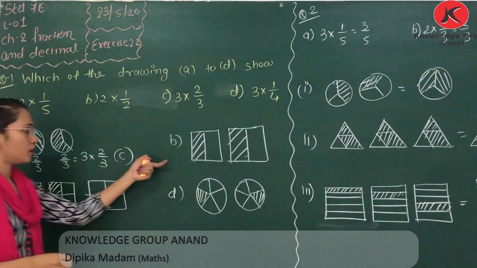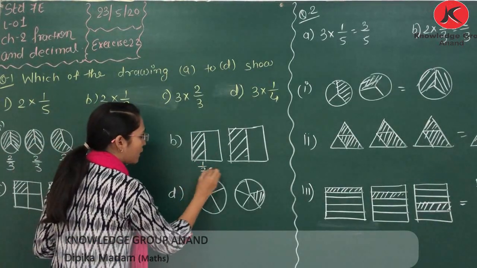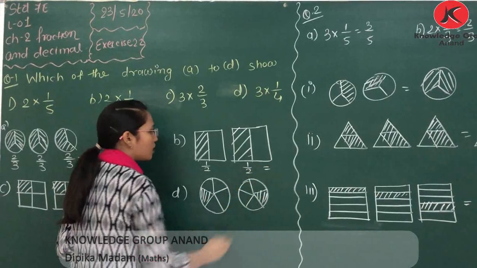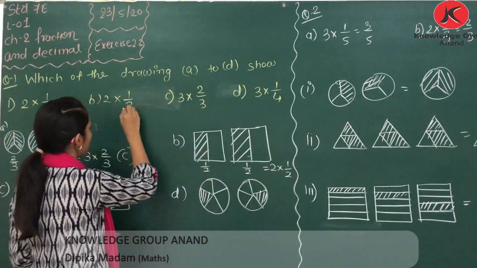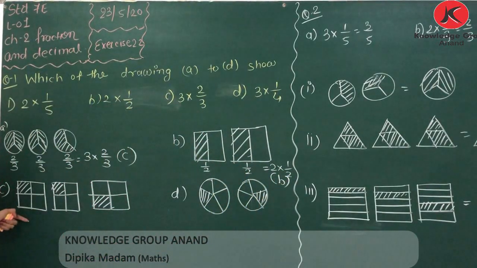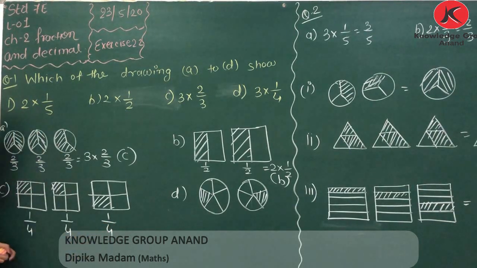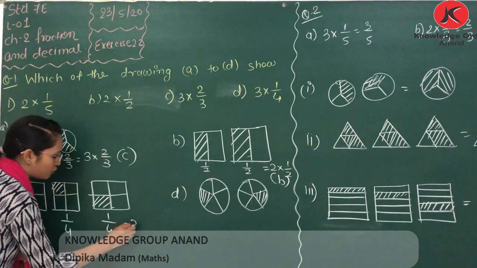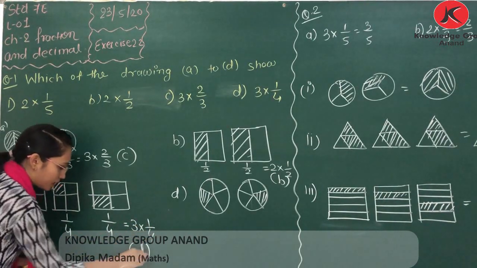Clear? Now for B, what is the fraction of this? It is 1 by 2 and this is also 1 by 2. Together it becomes 2 multiply 1 by 2. So it is option B. Now for this, the whole part is divided into 4 parts, so it can be represented as 1 by 4. Here it is also 1 by 4 and the third is also 1 by 4. Together it becomes 3 multiply 1 by 4. So it is option D.